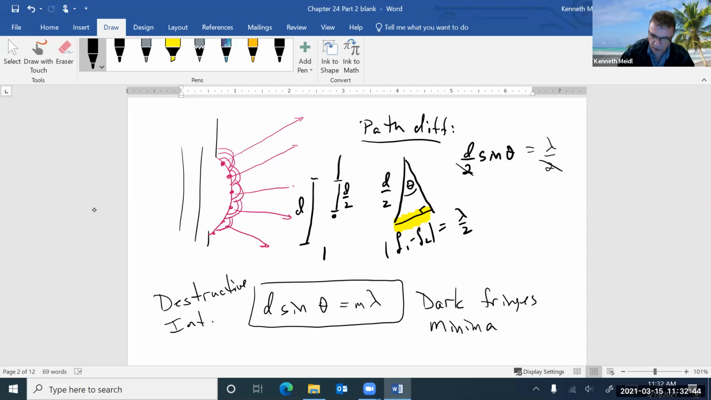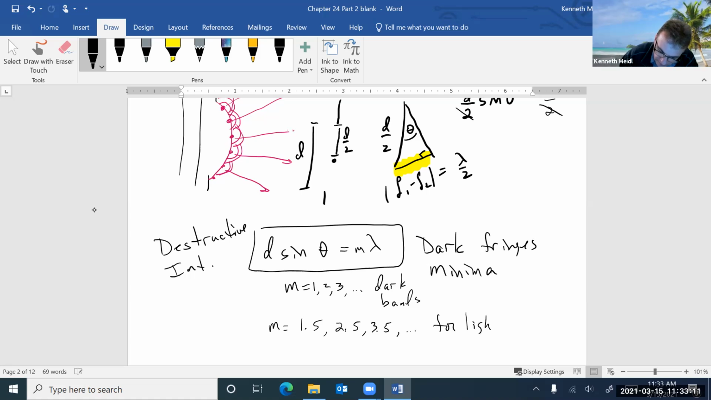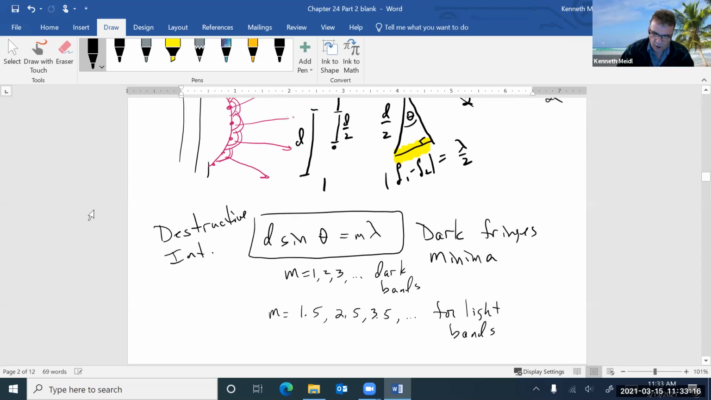And what I should probably leave you with is, if m equals 1 or 2 or 3, these are for the dark bands, the dark fringes. And if you want to get the light fringes, then you're off by half that distance, and you can start using halves in here as well. And these are for the light bands. Okay, so that's just the mathematical conditions of what takes place here.